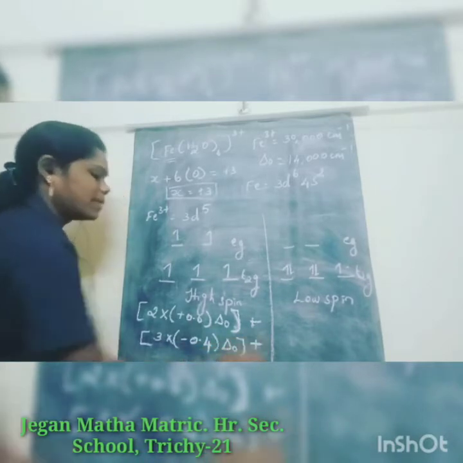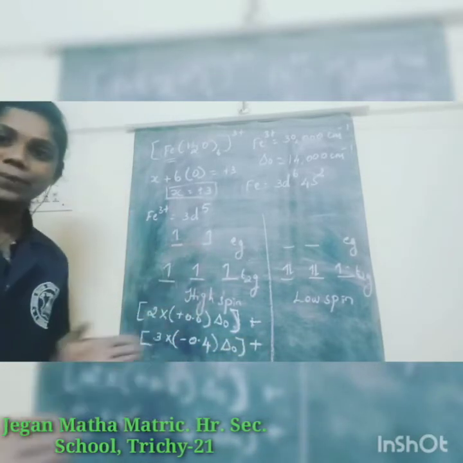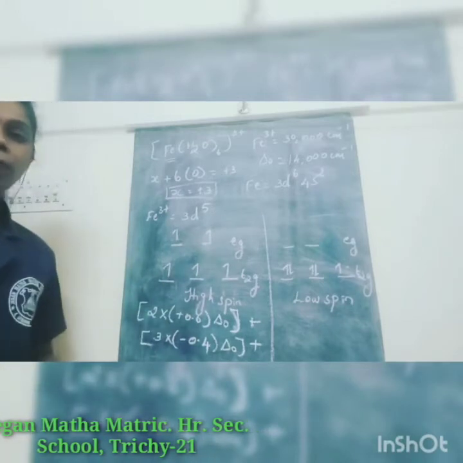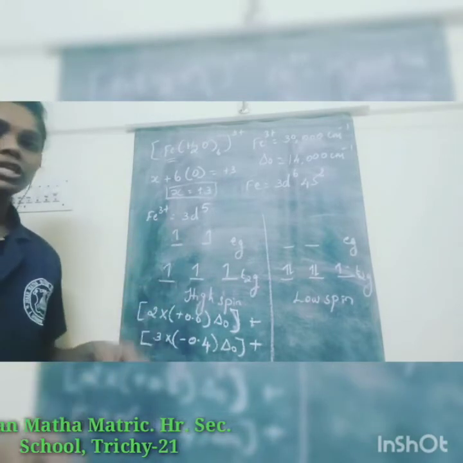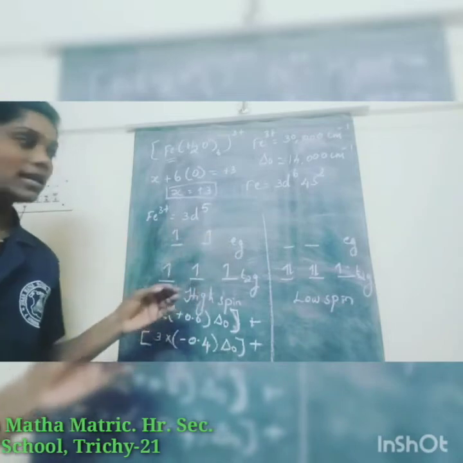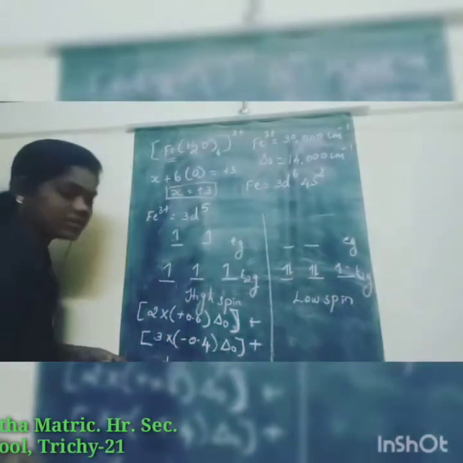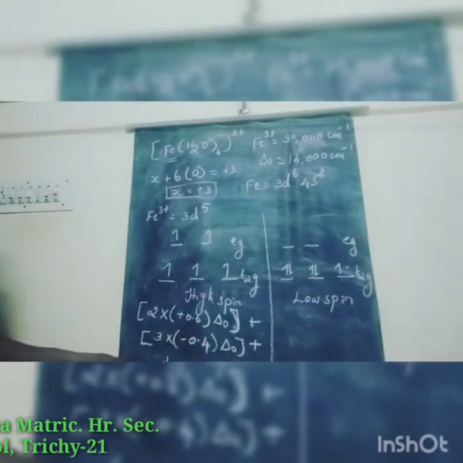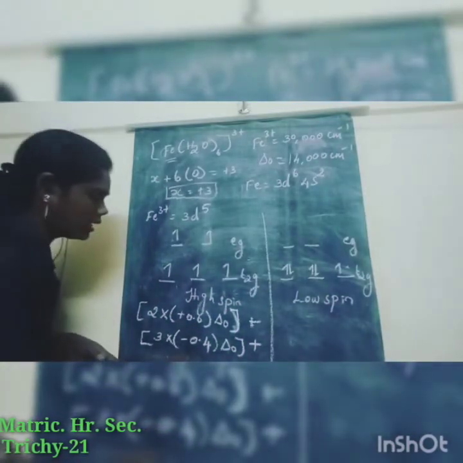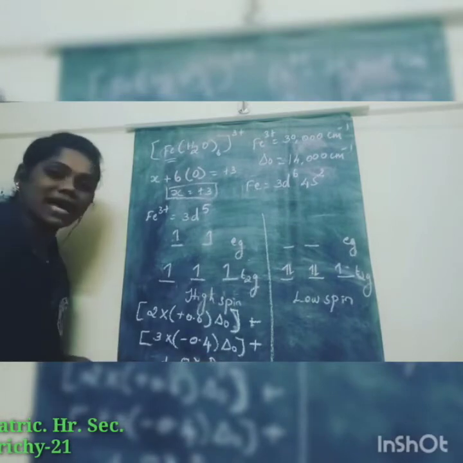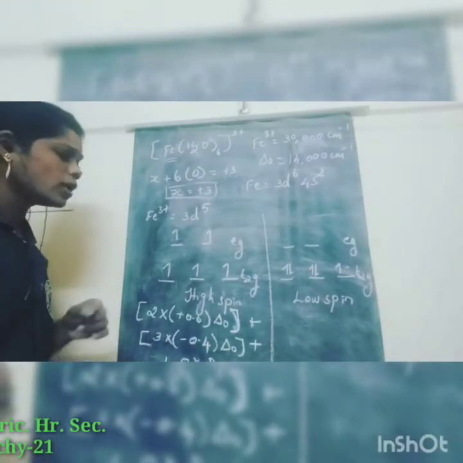And next, plus, is any paired electron present? P represents pairing energy. Here no paired electron is present, so paired electron is not present here. So we take 0, so 0 into pairing. That is for paired electron. Okay, so what is remaining?